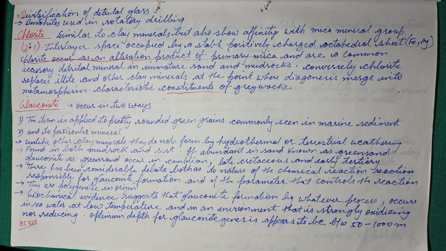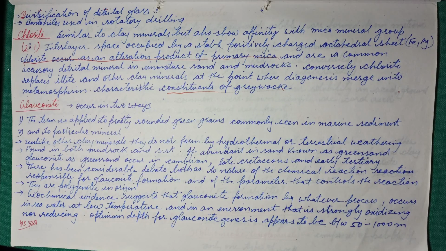So, late Cretaceous and early Tertiary. So Cambrian, Cretaceous, and Tertiary. You will find these greensand glauconites having the age of Cambrian, Cretaceous, and Tertiary. These all are very old. There has been considerable debate as to the nature of the chemical reaction, so how does glauconite actually form? There is considerable debate between geologists on how it actually occurs.